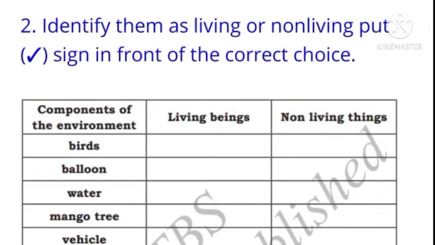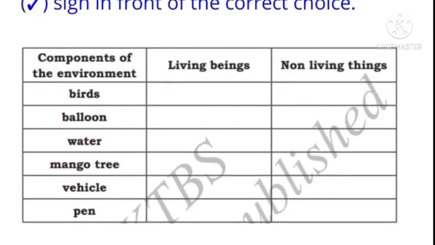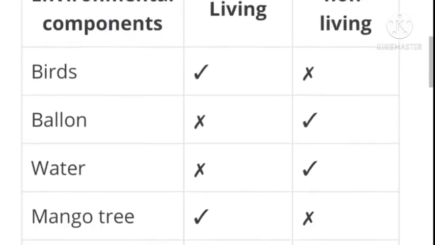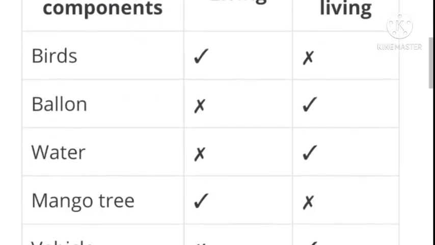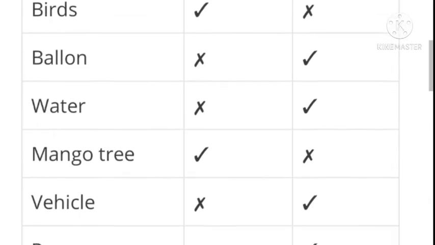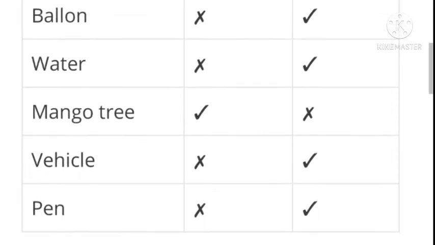Identify them as living or non-living. Put a right sign in front of the correct choice. See here, some of the components of the environment are there. Whether they are living or non-living, you have to see and put a right mark. Okay, birds, living beings; balloon, non-living; water, non-living; mango tree, living; vehicle, non-living; pen, non-living.